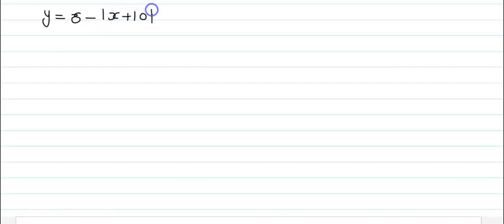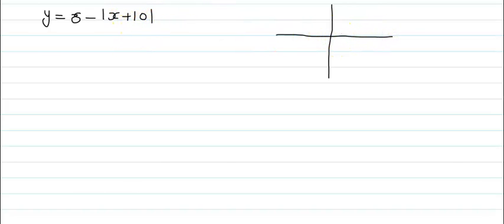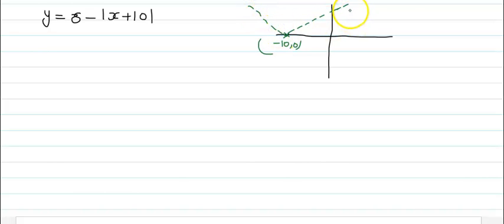Now our last question is, if a question comes like this, y equal to 8 minus modulus x plus 10. First we need to sketch the graph of modulus x plus 10. So I'm just sketching the graph of modulus x plus 10. x plus 10 equal to 0, so it will be minus 10 and 0. And if you put x equal to 0, you will get y equal to 10. So this dotted line is the graph of modulus x plus 10.